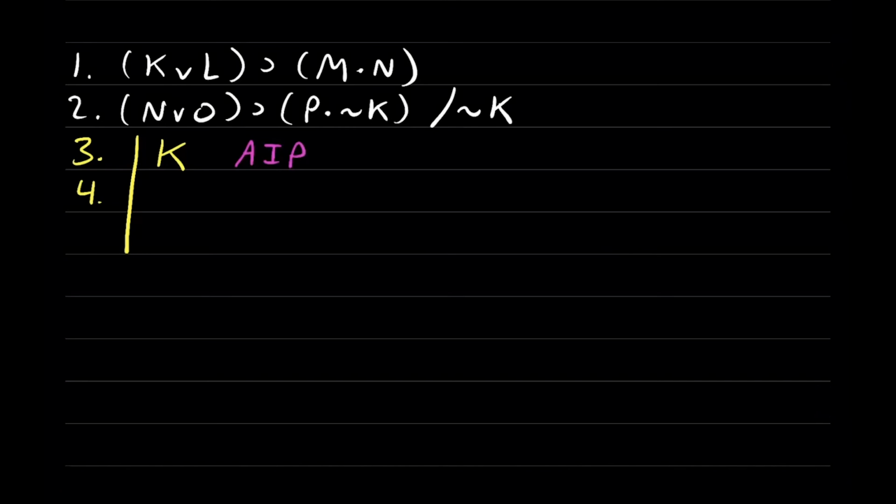So I see we have K. The antecedent of the conditional in line 1 is K or L. I can get that by addition onto K. So K or L. That's going to follow from line 3 by addition. That gives me the antecedent of the conditional in line 1. So I can do a modus ponens step, still inside this vertical sequence. That will give me M and N. That's going to follow from line 1 and 4 by modus ponens.